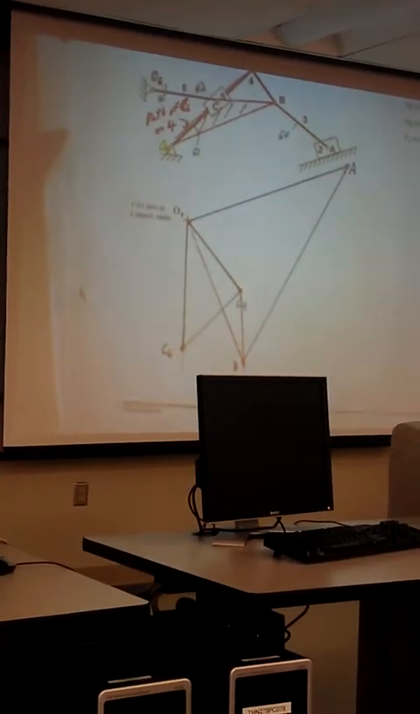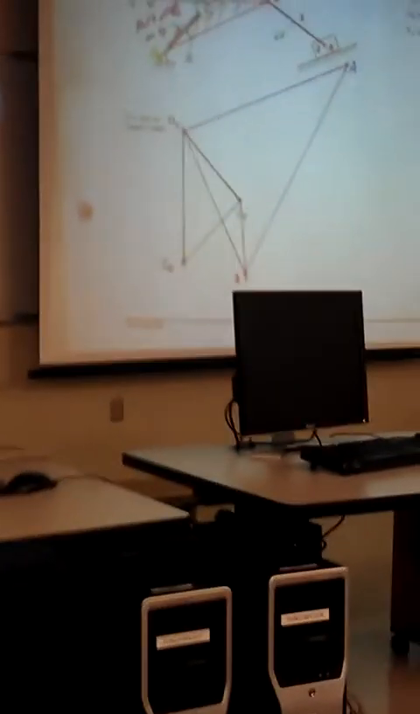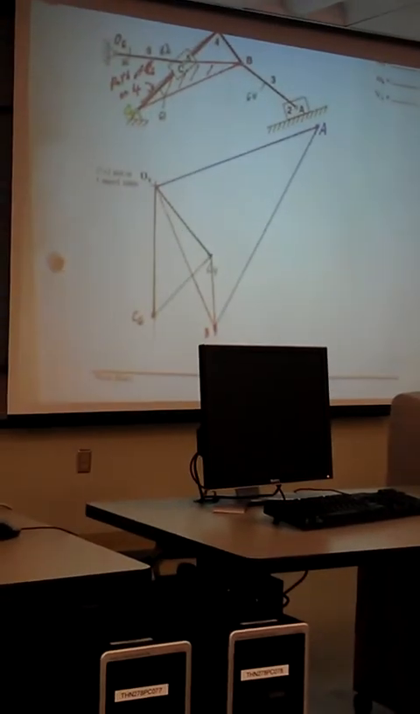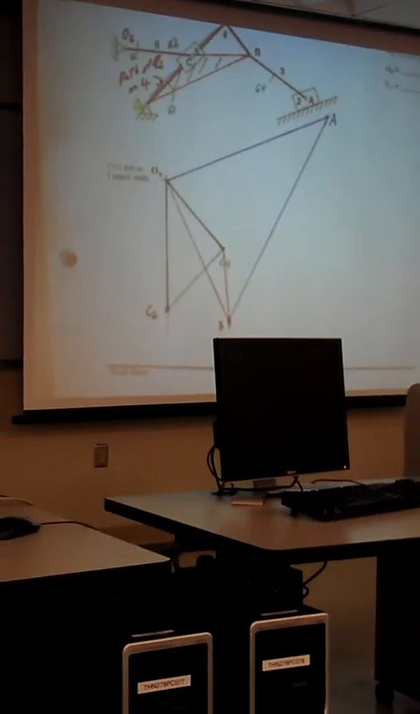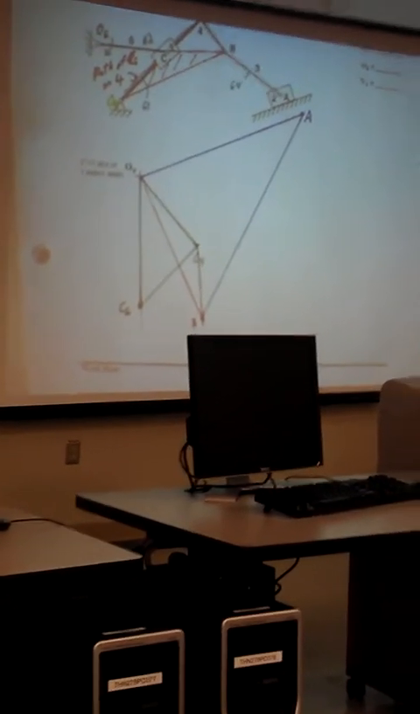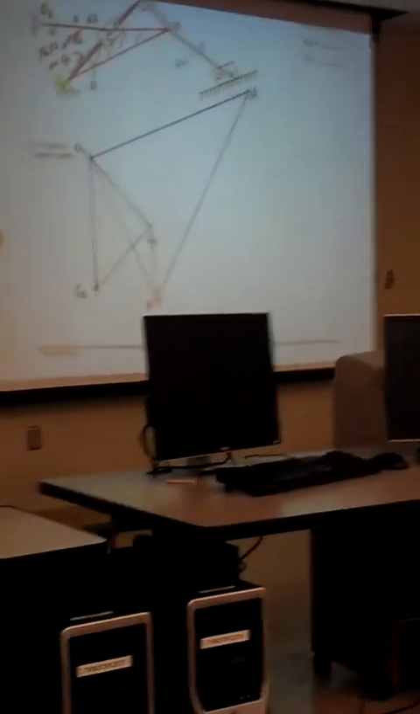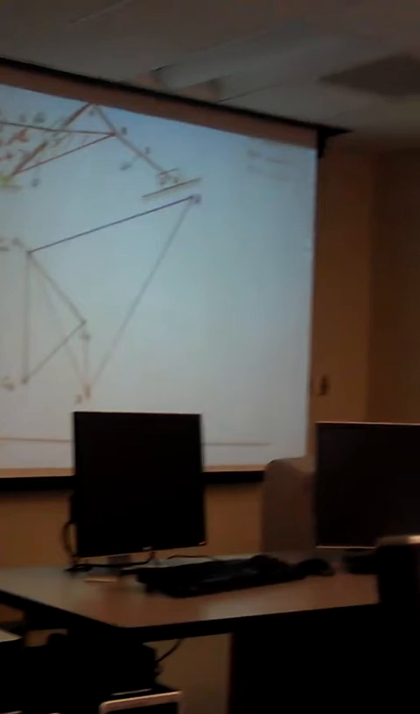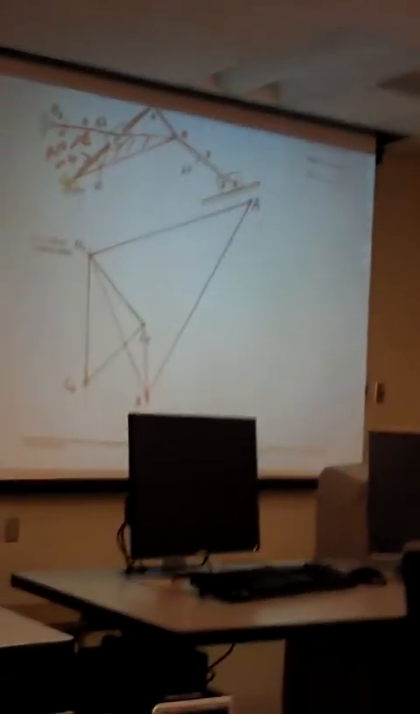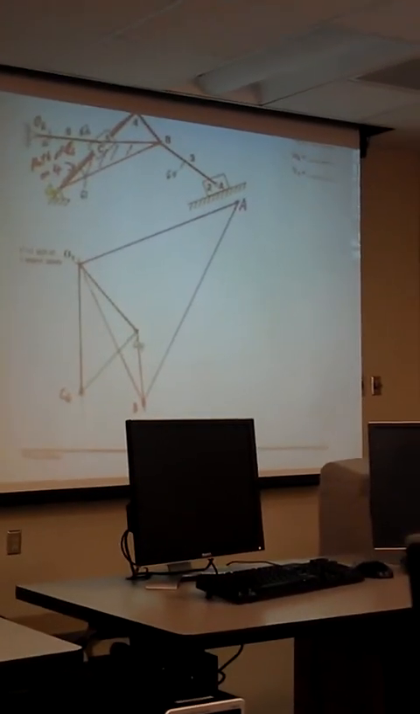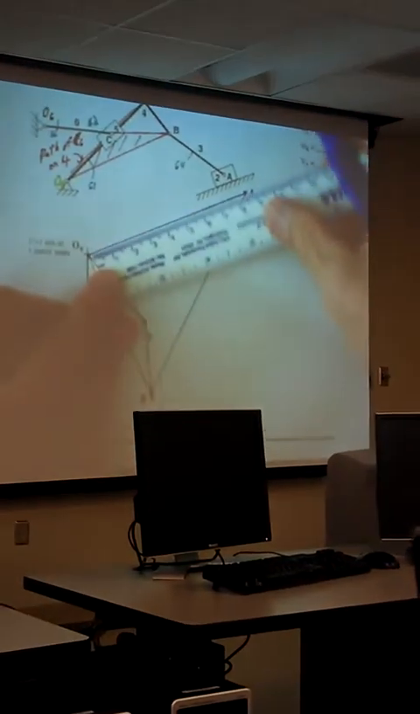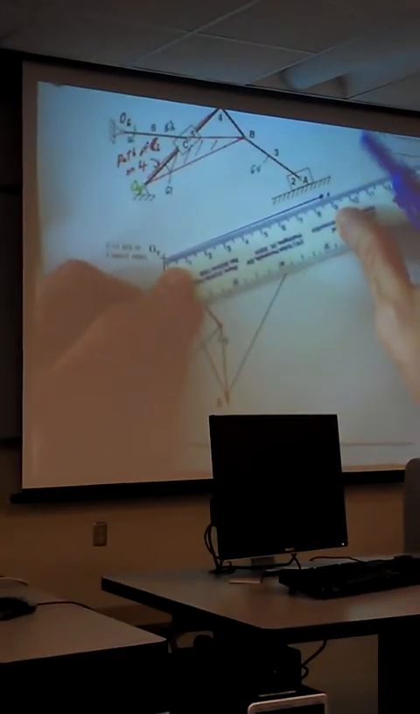We haven't answered questions. So, we want the angular velocity of length 3, we want the angular velocity of length 4, and we want the velocity of A. I'm going to do the easy one, the velocity of A. The velocity of A is an absolute velocity, so it's the distance from the velocity pole to point A.